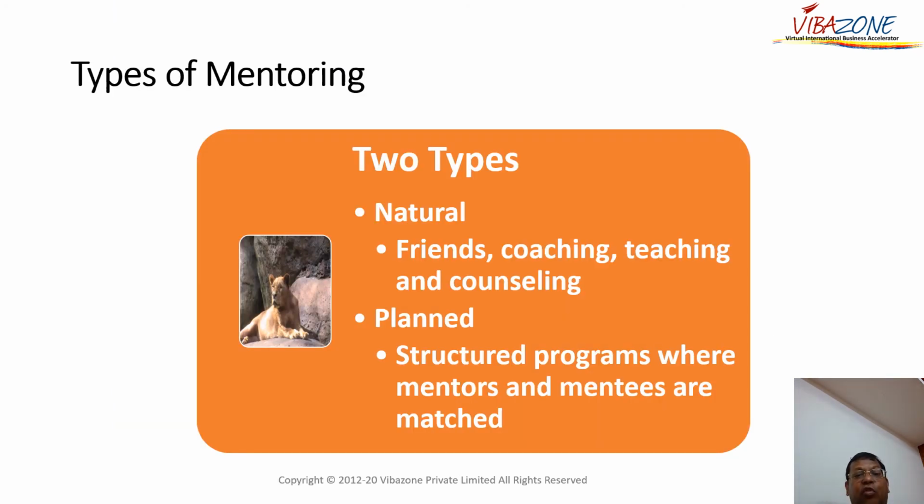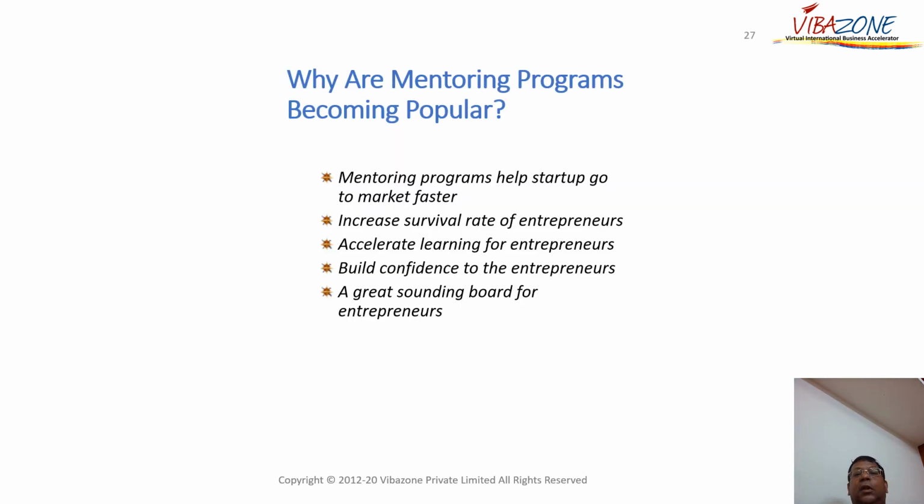There are two types of mentoring. One is natural, which we all get from friends, teachers, counselors, and so on. The other is called a structured program. This is what we're going to talk about. Mentoring programs help startups get to market faster. This is why they're becoming important. They're important because they increase the survival rate. They help you accelerate learning. They also help you build confidence. And it's a great sounding board.